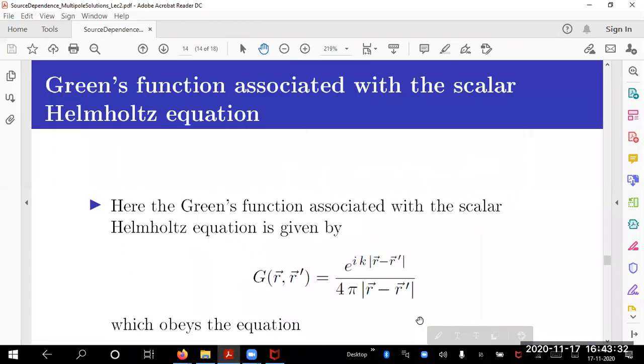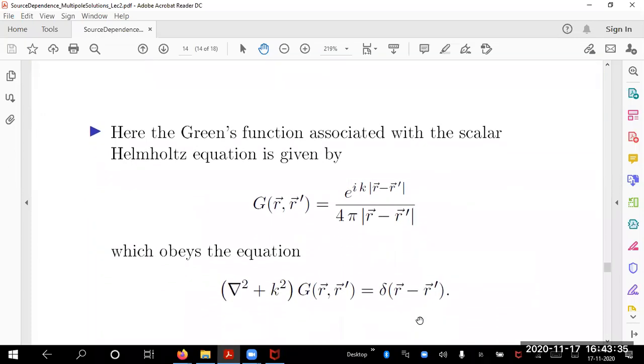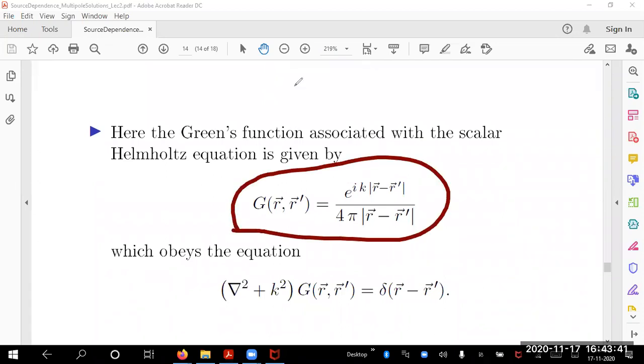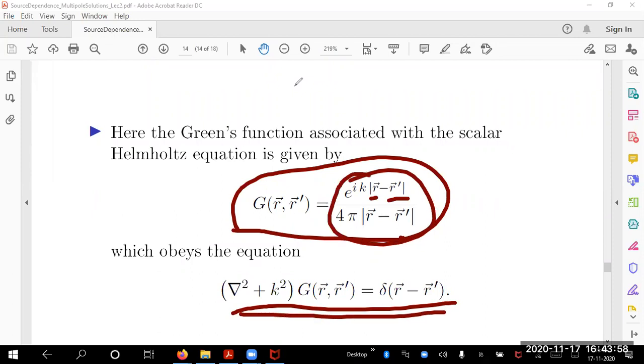So if I say that I know the Green's function associated with the scalar Helmholtz equation, that is given by this, someone has already worked it out, so we need not solve it. This is a function of both r and r prime. G of r prime is given by this, and this obeys the equation. The Green's function is defined by this equation. And if you substitute this, you will get a delta function. We are going to use it.